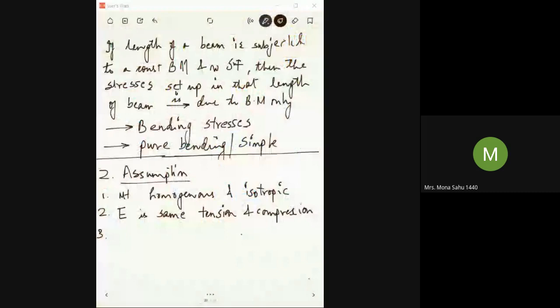Okay. Next is the transverse sections, which were actually plane before bending. They will also remain plane after bending. Okay, so it's also called the transverse section. So bending will take place on the longitudinal section, not the transverse section. The transverse section will remain plane.